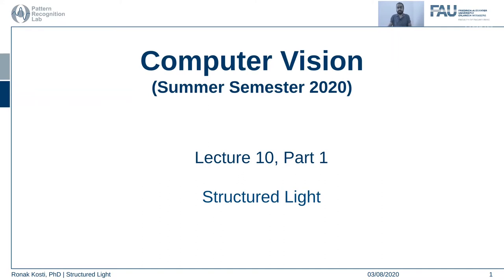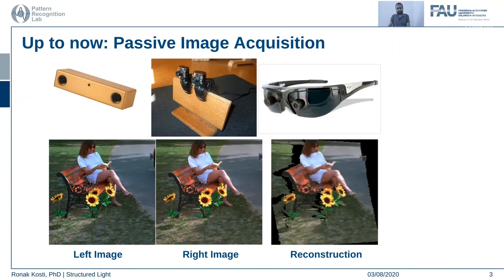So what is structured light? Until now, in stereo vision, the image acquisition technique is called a passive image acquisition technique. Why? Because in this case, we are just capturing images. We have a setup of stereo cameras, which are separated by a fixed baseline. We have two or more images, and then we reconstruct or recreate the original scene from the two images or multiple images.